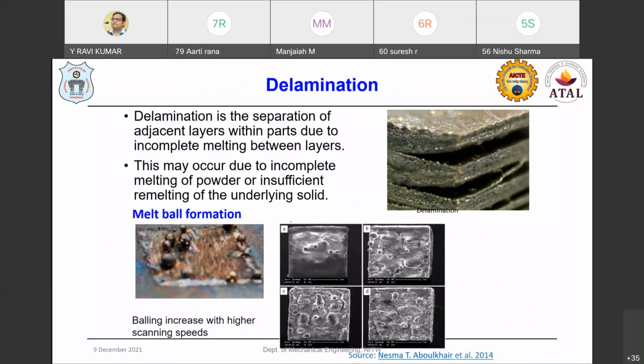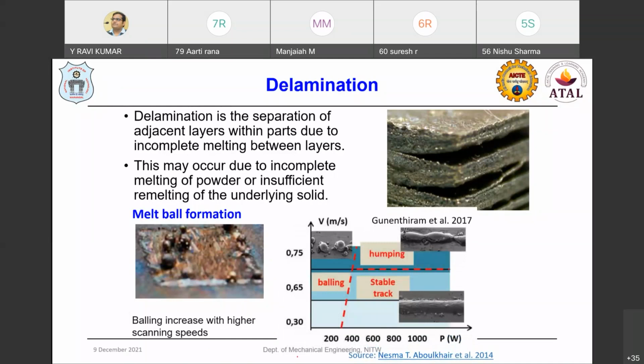This kind of balling formation also takes place because of incomplete melting or incomplete remelting of the underlying solid layers, and also because of variations in scan speed and power. The balling effect takes place when you use a very high scan speed, and you can see these defects here with respect to scan speed and power. The balling effect is where we have a stable track versus humping, or non-uniform weld beads. This is all based majorly on the scan speed with respect to the laser power.